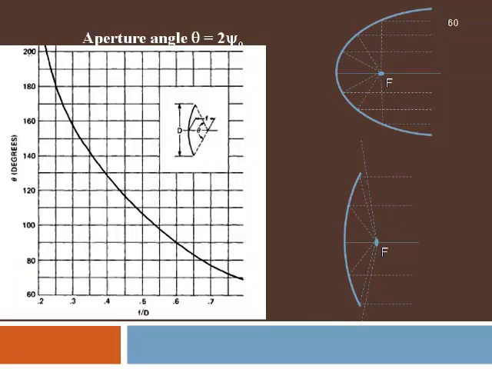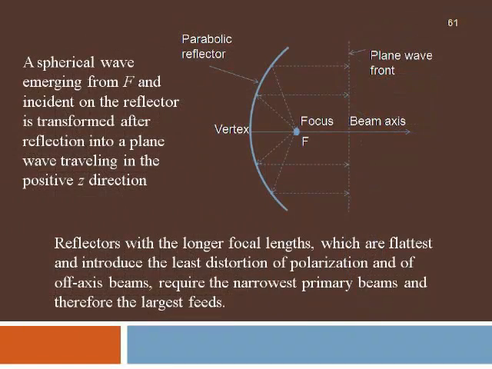And the main job that will be done is a spherical wave emerging from the focus and incident on the reflector is transformed after reflection into a plane wave traveling in the positive z direction. So by reflection mechanism, here the parabolic reflector is going to convert a spherical wave front into a plane wave front.